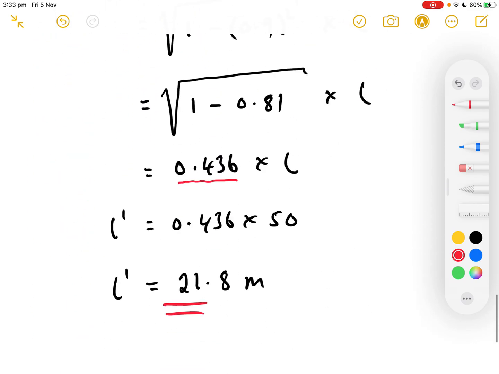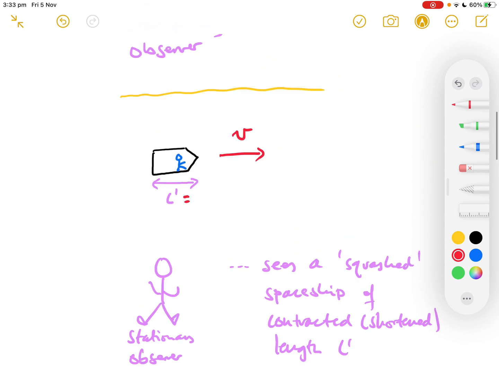Okay, so there we are. That's that little shorter length there. What did we say it was? 21.8 meters.